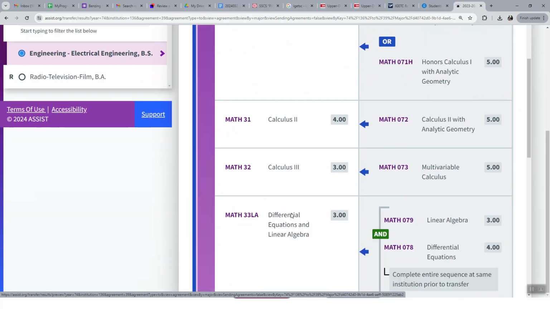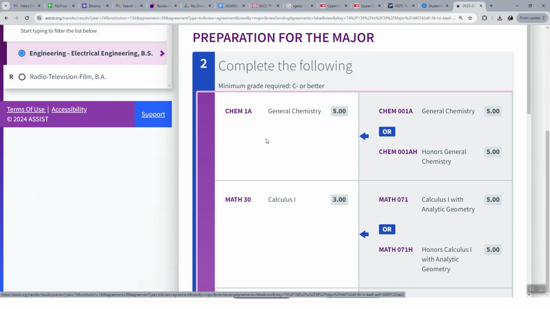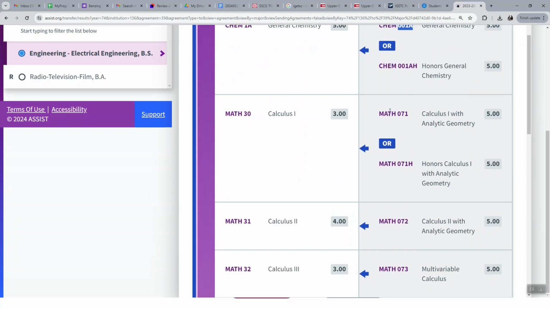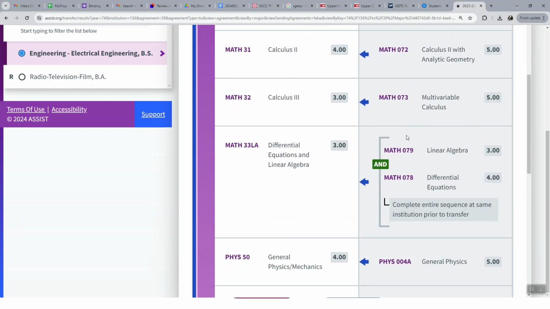Okay, so they're real. Yes, we need English 1B, but it is more of a general education requirement. But it's telling you, here's what you need for Chem 1A. Well, easy enough. At San Jose City, it's Chem 1A or Chem 1AH. Calc 1 would be these two, 71 or 71H. Calc 2, nicely progression, right? Math 33 LA, differential equations and linear algebra.